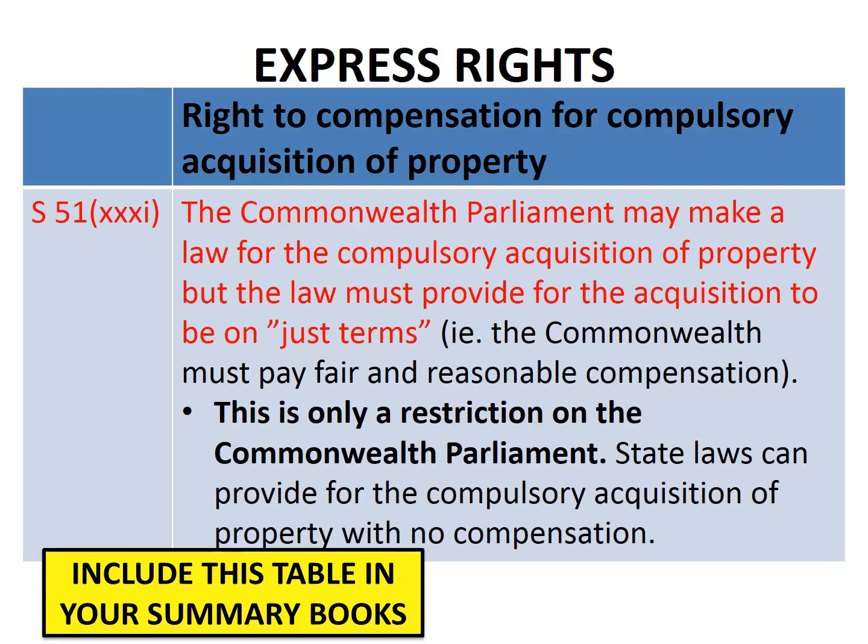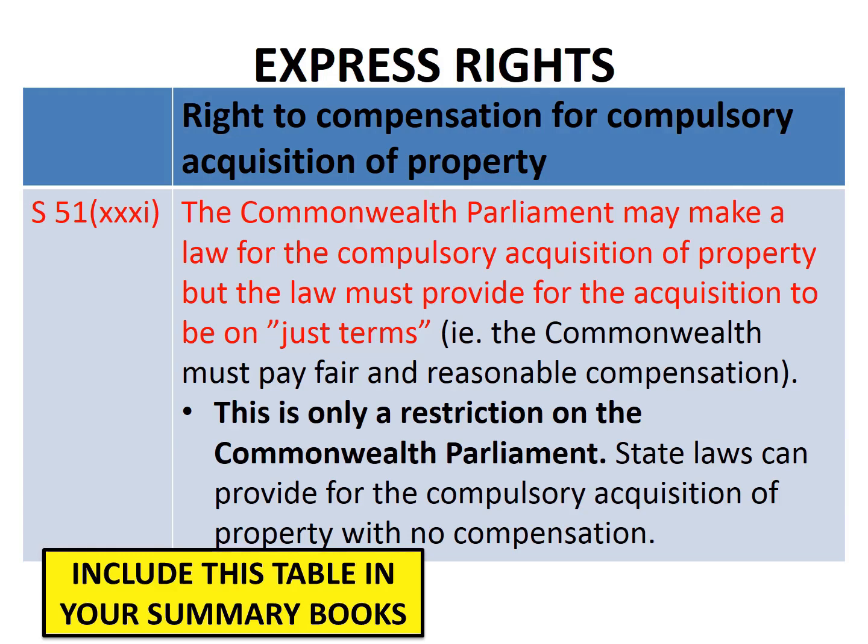But that law will only be a valid law if it provides for that acquisition to be on just terms. That is, the Commonwealth must pay you fair and reasonable compensation. To give you an example, if the Commonwealth Parliament passed a law for the building of an airport, and for the purposes of building that airport, it was necessary to take over an area where there were houses, the Commonwealth Parliament could pass a law under which the Commonwealth Government compulsorily acquired your house.